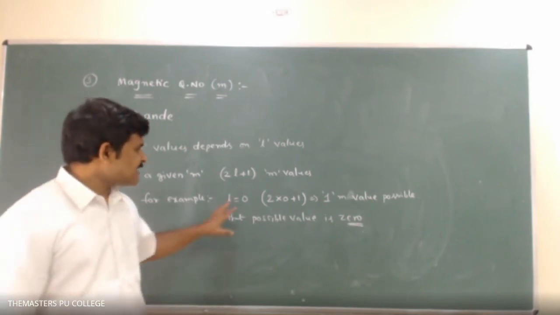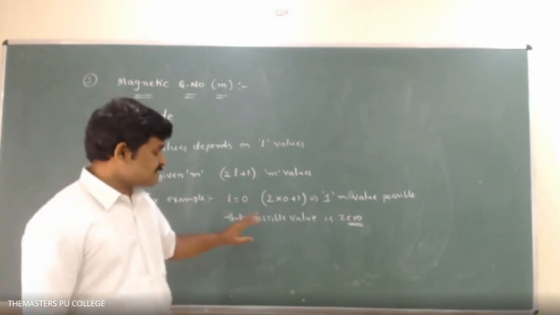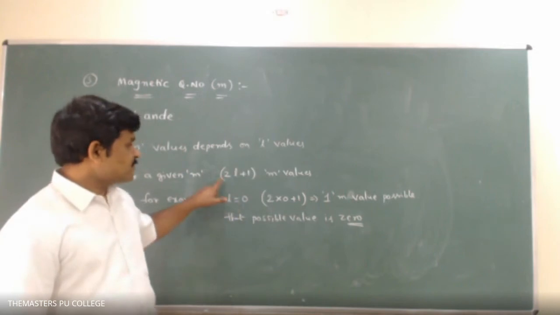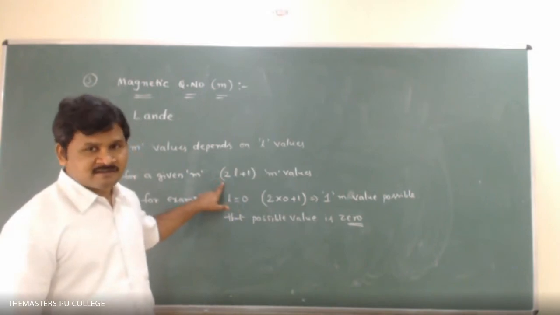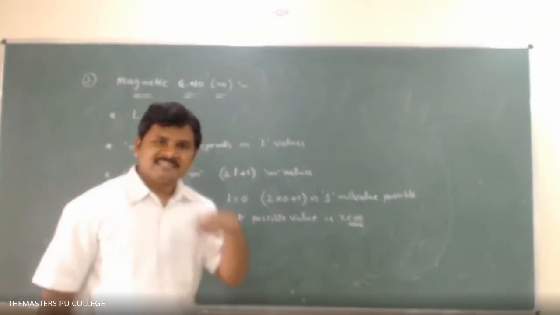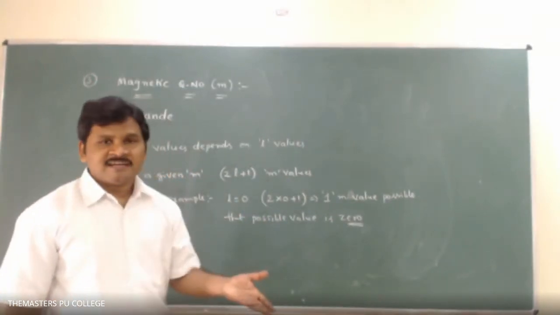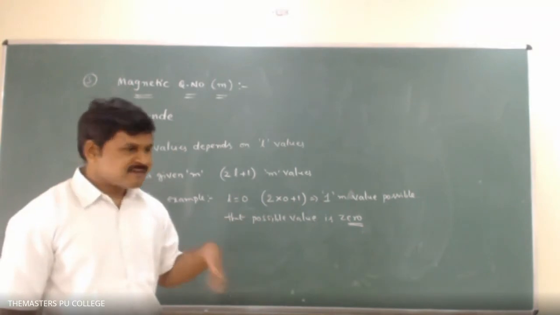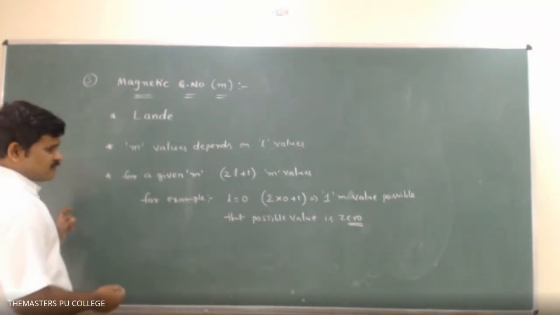How are we getting M values? We are getting M values by using the formula 2L plus 1. So if you take L is equal to 0, we will get one M value. What is that M value? 0 is the M value. The possible value is 0.